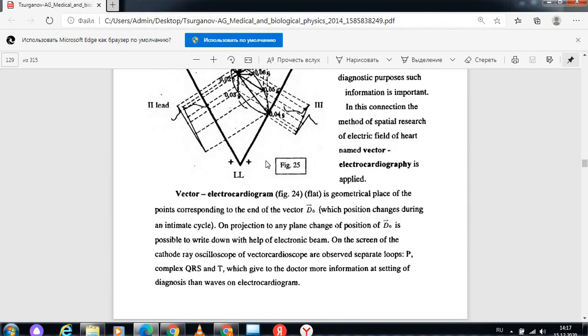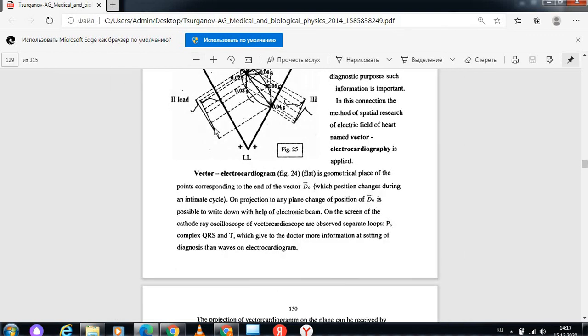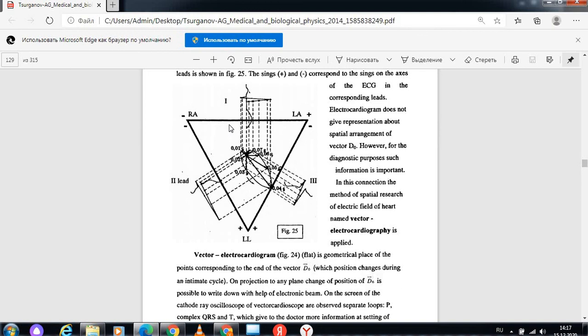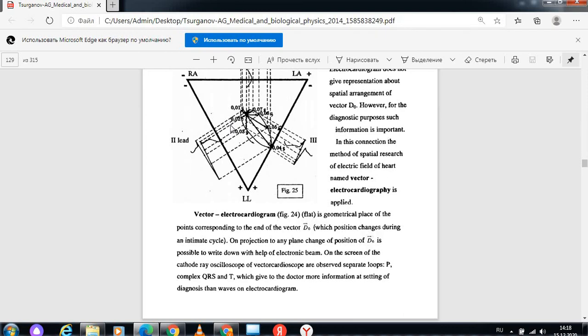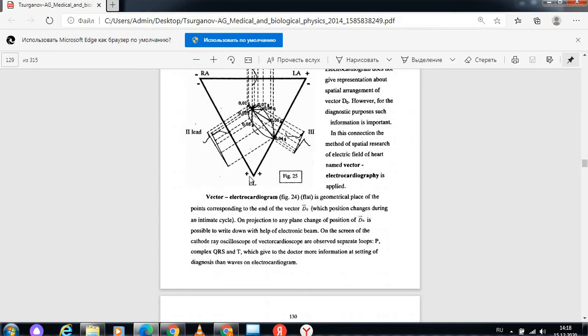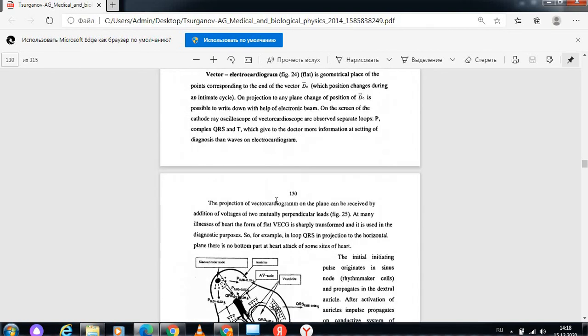On the projections to any plane, the change of position of D0 can be written down with the help of an electron beam. On the screen of the cathode ray oscilloscope of the vectorcardioscope, separate loops P, complex QRS, and T are observed, which give the doctor more information for setting a diagnosis than the wave of the electrocardiogram.